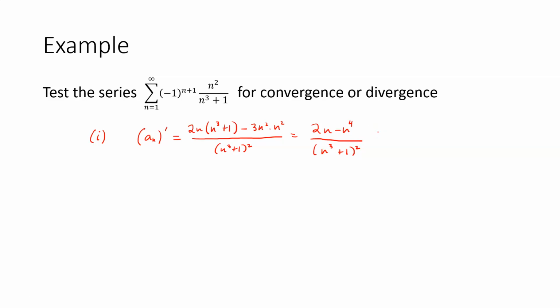Now notice that this will be negative as long as the numerator is negative. So as long as n to the 4th is greater than 2n, which means that n cubed is greater than 2, which means that n is greater than the cube root of 2. Okay, so that's good. That shows that eventually it'll be decreasing. And that's really all we need here, that it's eventually going to be decreasing.